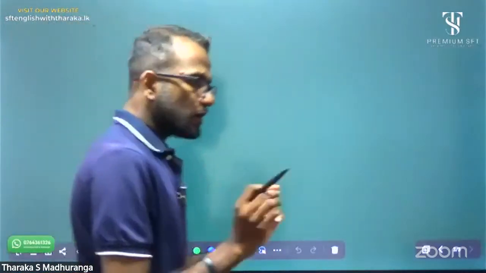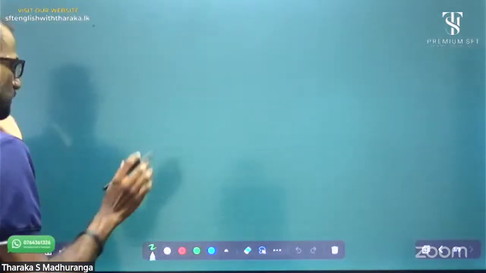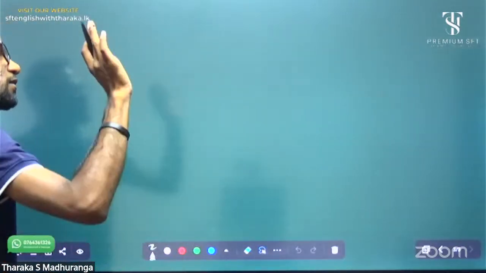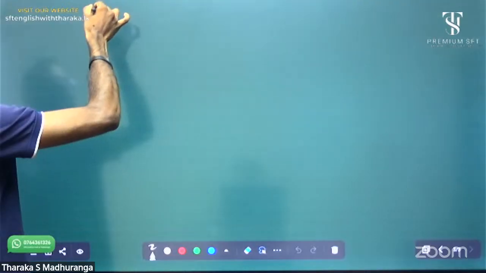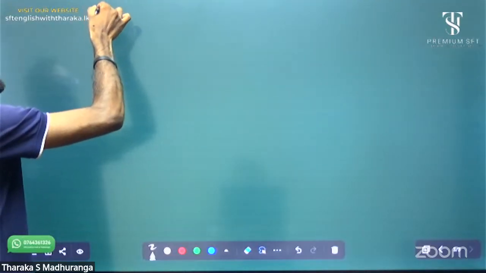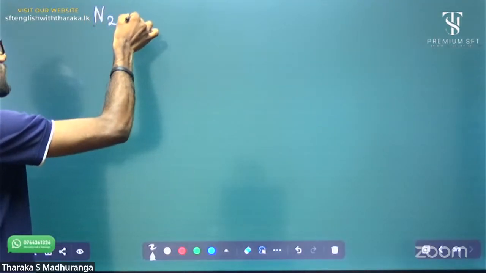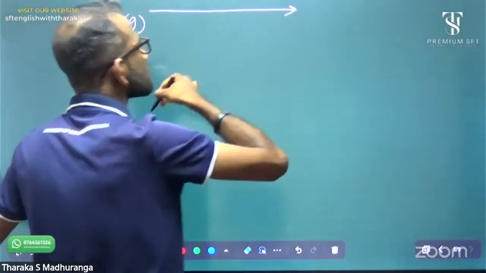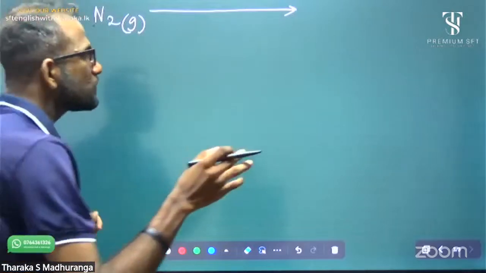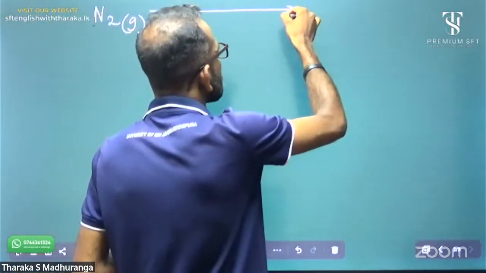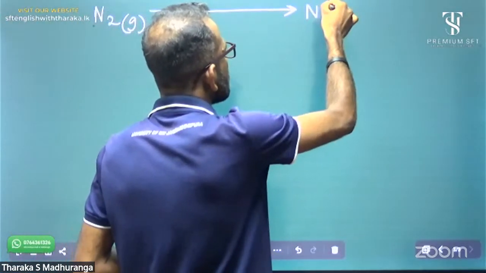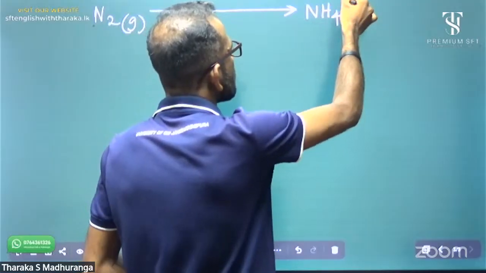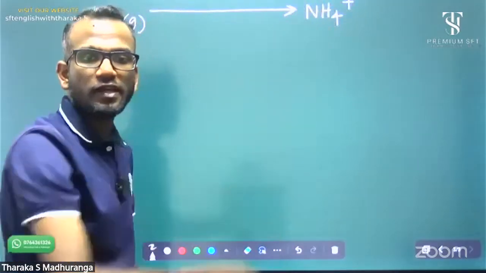Okay. In the nitrogen cycle, that's the first step. Look carefully. First of all, nitrogen gas is converted into the NH4 plus ion. What is the name of this ion?